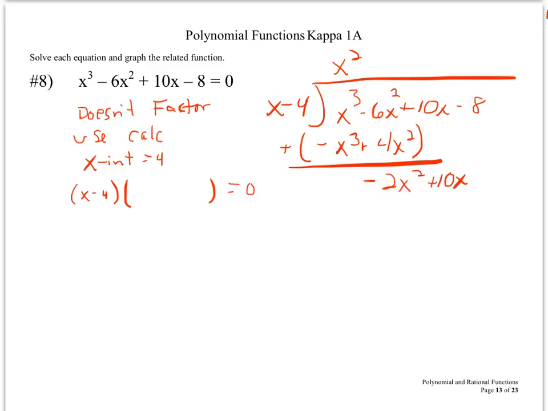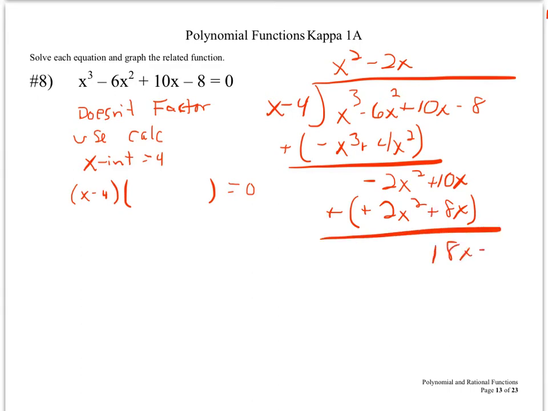Negative 2x squared divided by x is a negative 2x. Yep, negative 2x. Negative 2x times x is a negative 2x squared. Negative 2x times a minus 4 is a minus 8x. Change the signs and add.